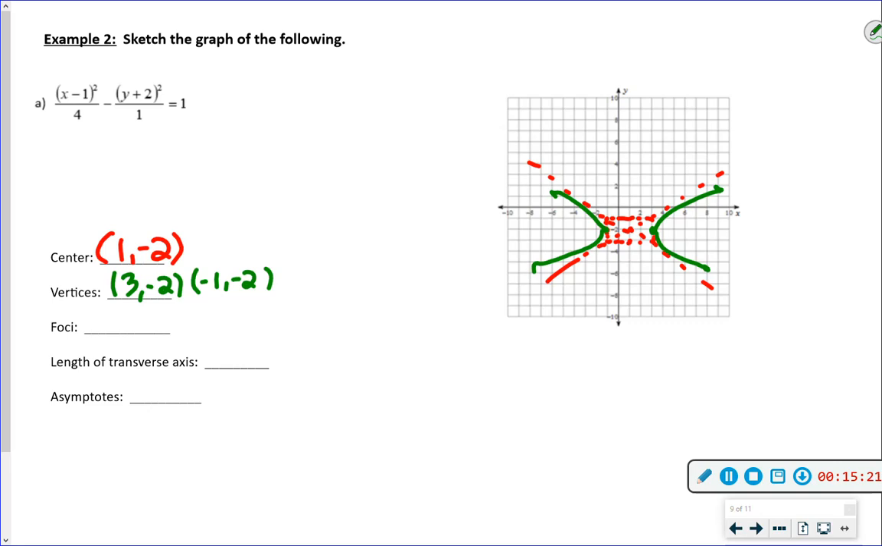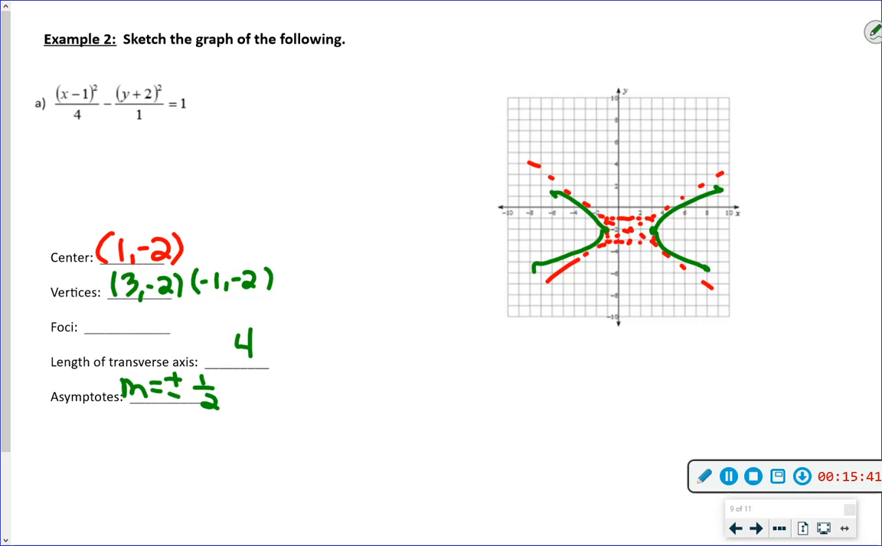Okay, other things, let's do our length of the transverse axis, so connecting your two vertices. Well, we went left 2, right 2, so a total of 4. Slope of our asymptotes, you can count, rise over run, or just look at my equation, rise over run, 1/2.